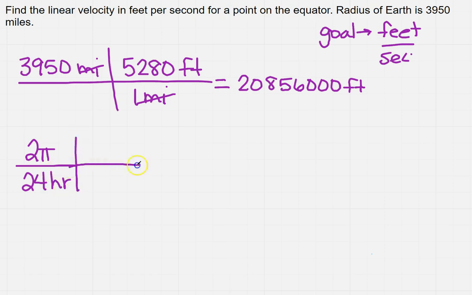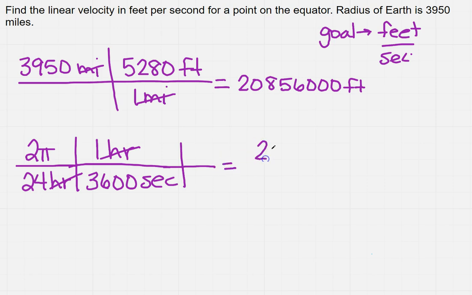Well, hey, this looks promising, right? Because I need seconds on the bottom. So if I've got hours, I know that in 1 hour, there are 3,600 seconds. If you prefer, you can go to minutes and then go to seconds. Okay, so that's great. So now I've got seconds down here on the bottom. Oh, this looks cool, right? So now I've got 2 pi over 3,600 seconds.